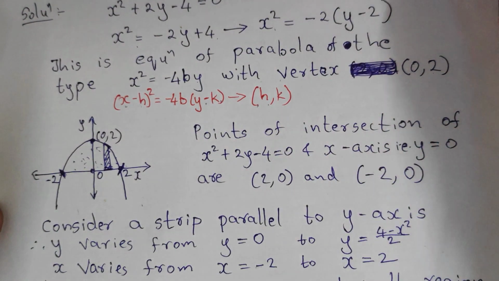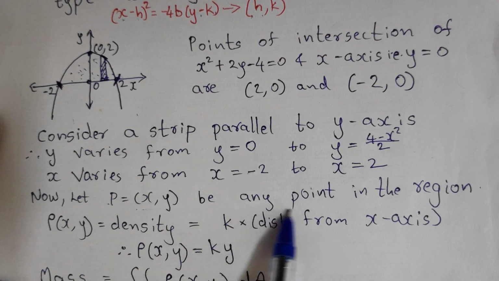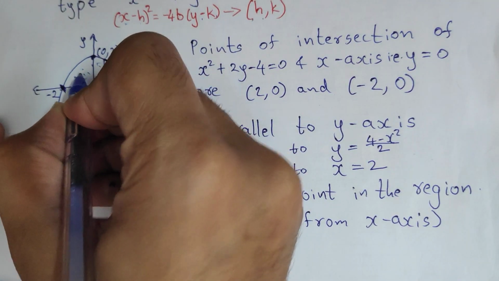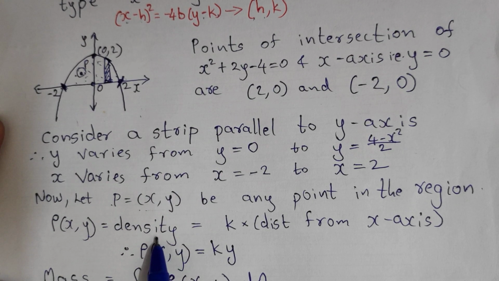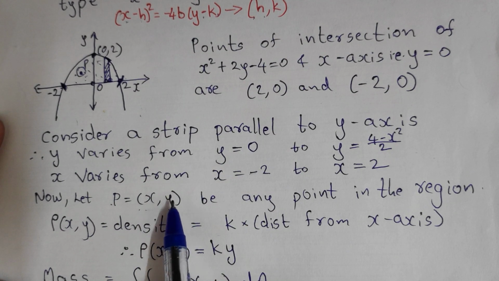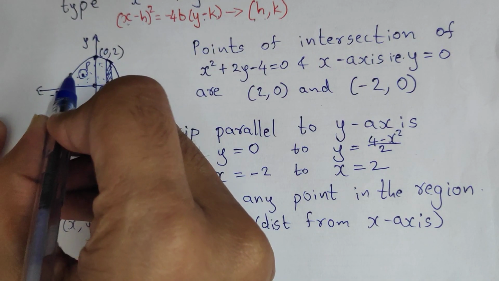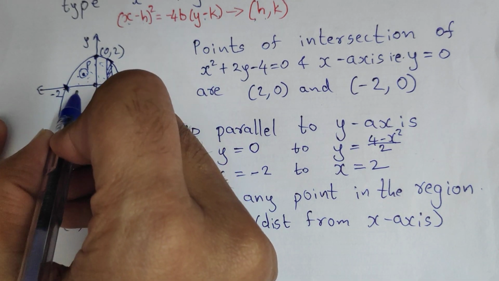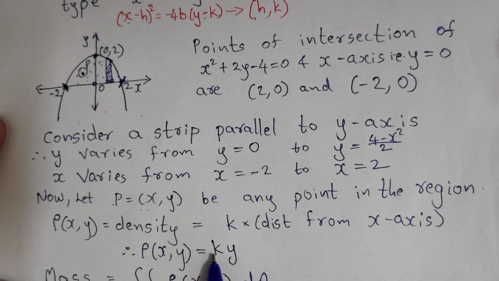Now we will find the density. We'll consider any point P(x, y) in the region. Then the density, according to the question, is k times the distance of the point from the x-axis. What will be the distance of this point from the x-axis? The y coordinate is its distance from the x-axis. If we have a point (x, y), x is the distance from the y-axis and y is the distance from the x-axis. So the density function will be ky.